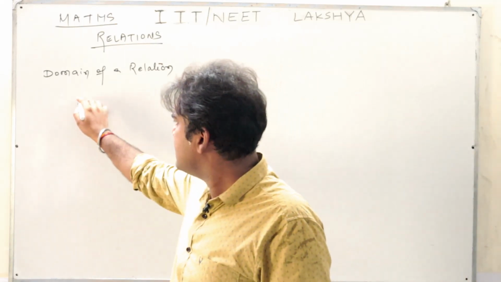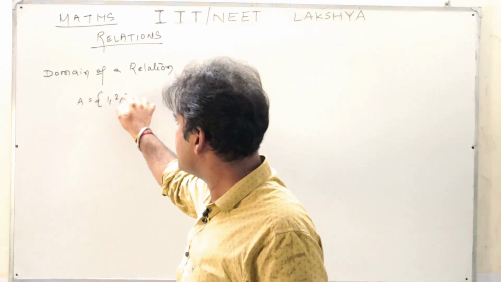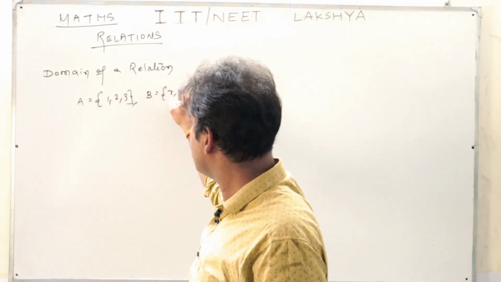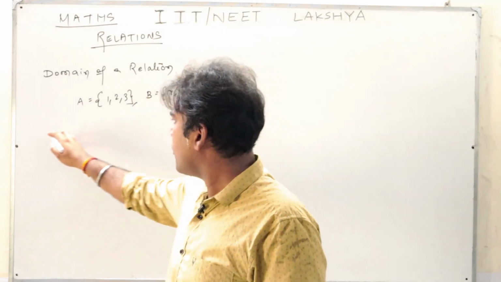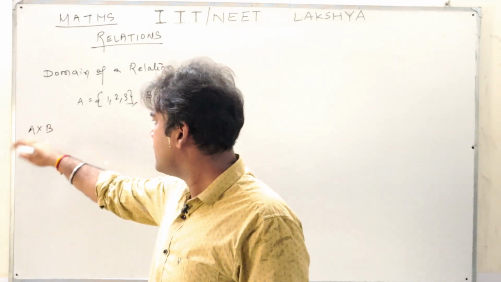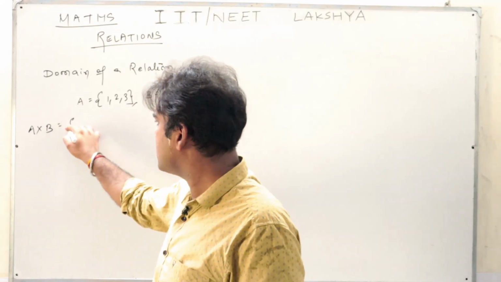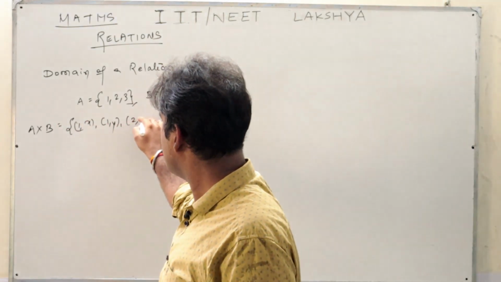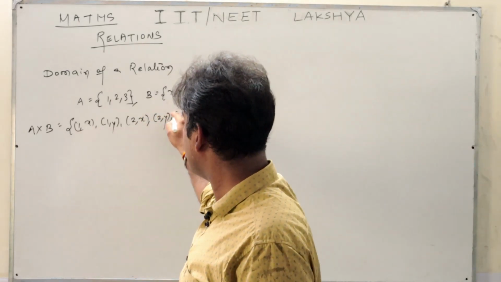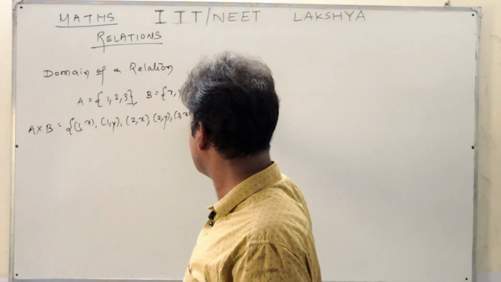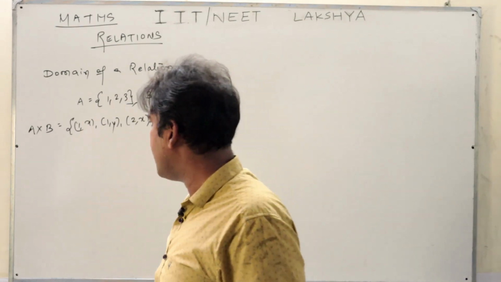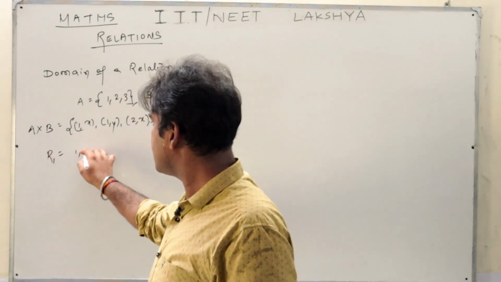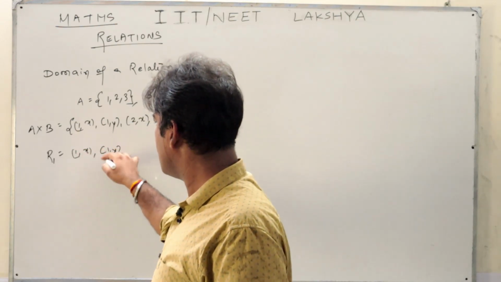For example, there is a set A. I will use the same set, 1 2 3. Set B is X, Y. So I can create the Cartesian product of A and B, which is 1x, 1y, 2x, 2y, 3x, 3y. Now I am writing relation R1. R1 is 1x, 1y.